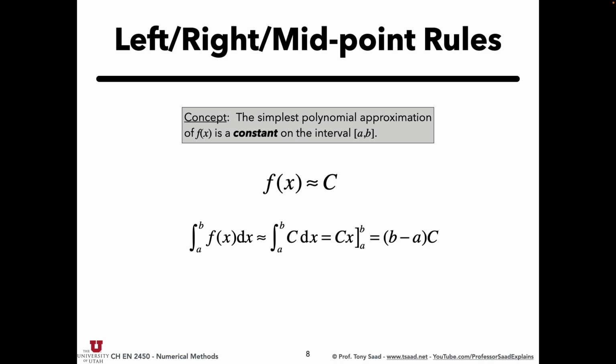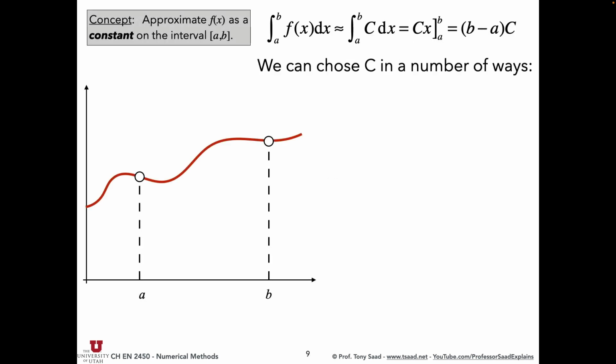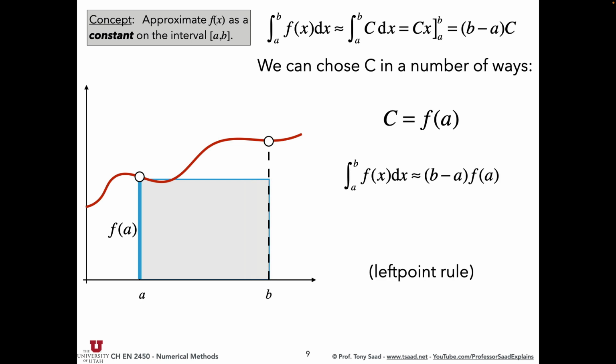Now, how do you choose that constant? Okay, there's a few ways. The first and simplest way is to choose the constant to be the value of the function at the left of the interval. So in other words, we're approximating that entire red curve over AB as simply f of a. So you get this rectangle, and therefore the area under the approximated function is b minus a times f of a. This is called the left point rule.